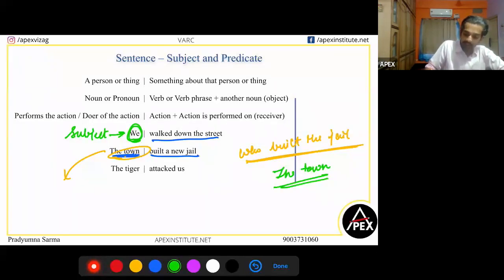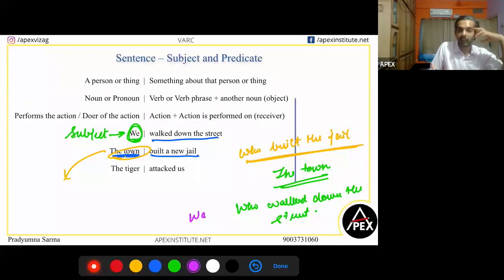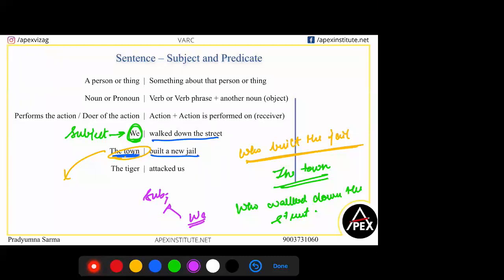The same way in the first sentence, if I ask you who walked down the street, what your answer is going to be? Your answer is going to be we walked down the street. Correct? So whatever answer you are getting, that will become the subject of a sentence, and whatever action that subject has done becomes the predicate of your sentence. All right? We are telling about that subject. I hope we are clear with this.